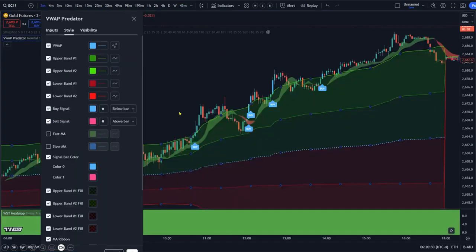This is what the VWAP looks like when everything's enabled. So if you're just using the VWAP Predator on its own, for example, all of these are enabled, but what I did on all of those examples was disable all of those so you can just see the different coloured buy or sell signals and the actual signal itself.